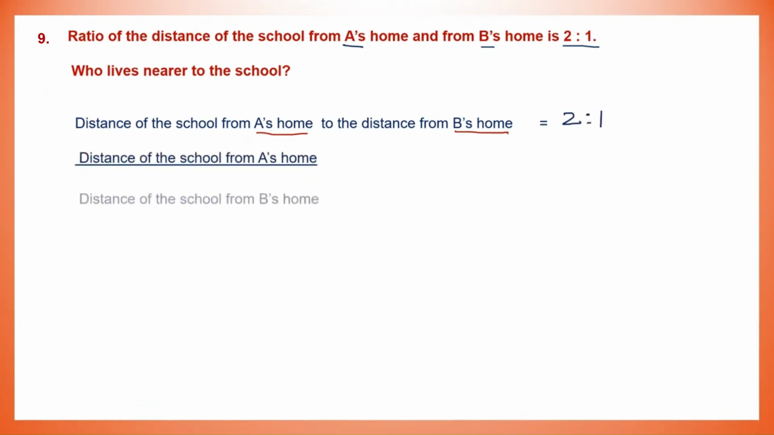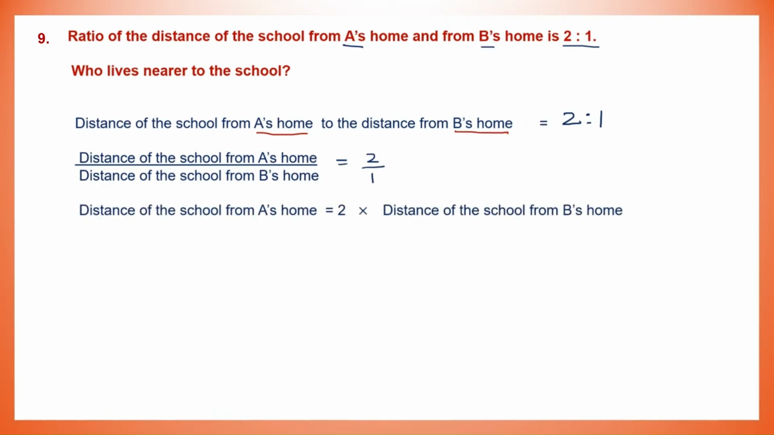That means the distance of the school from A's home by the distance of the school from B's home is 2/1. As we know, the ratio 2:1 can be written as the division 2/1. Now we are trying to find how far A's home is from the school when compared to B's home, and who is staying closer to the school. The distance of the school from A's home is 2 and from B's home is 1, so we put it as a division fraction 2/1.